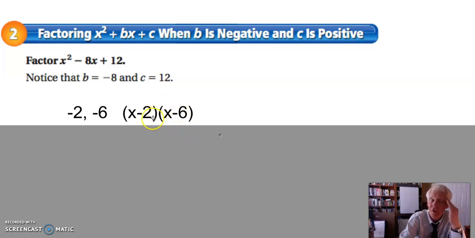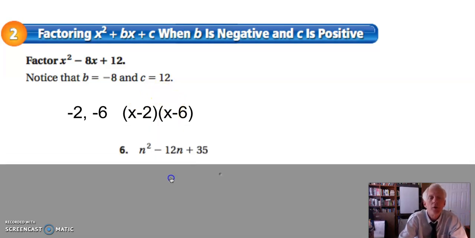I'm not sure. I've got to check. X squared minus 2x minus 6x plus 12, negative 2 times negative 6 is plus 12. Try that one on your own. Pause.